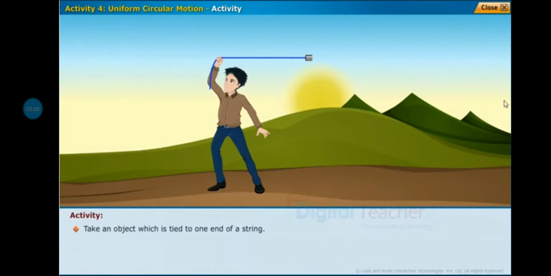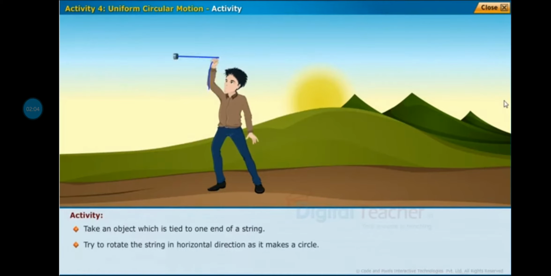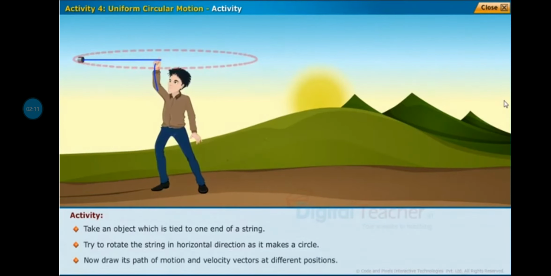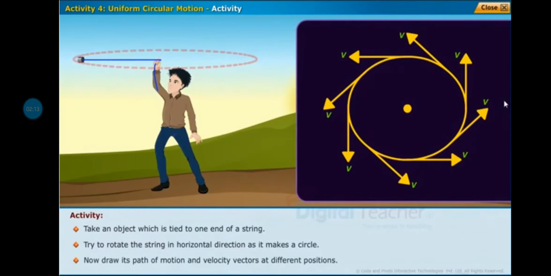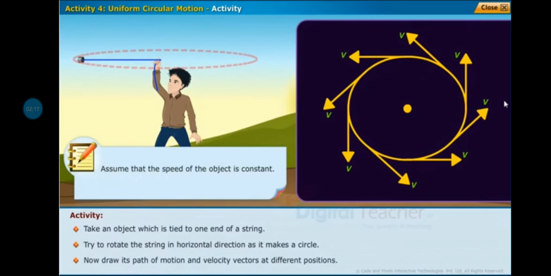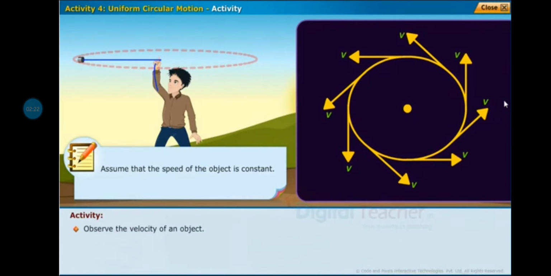Let's take an object which is tied to one end of a string. Try to rotate the string in a horizontal direction so that it makes a circle. Now draw its path of motion and velocity vectors at different positions. As you can see, there is a diagram given. Assume that the speed of the object is constant. Observe the velocity of the object.